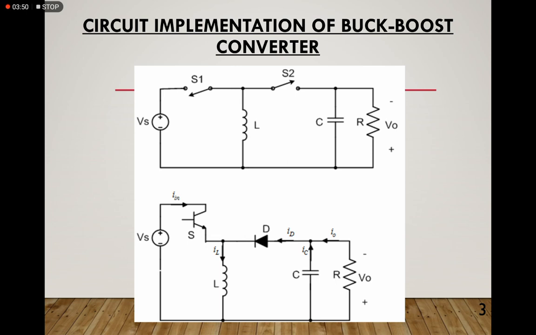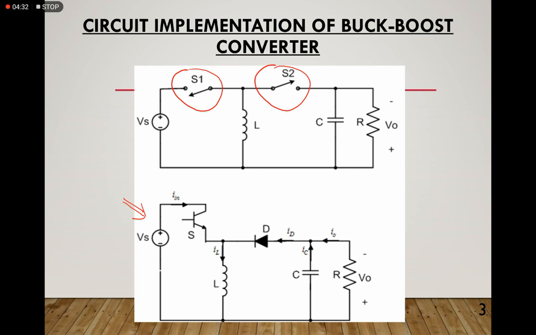Right, so this is how the circuit is implemented for the buck boost converter. There are two ways to implement a buck boost converter. One is that we use two switches, S1 and S2. S1 and S2 will be complementary to each other. Whenever S1 is on, S2 will be off, and the other way around. For the second implementation, we use the switch as well as the freewheeling diode.